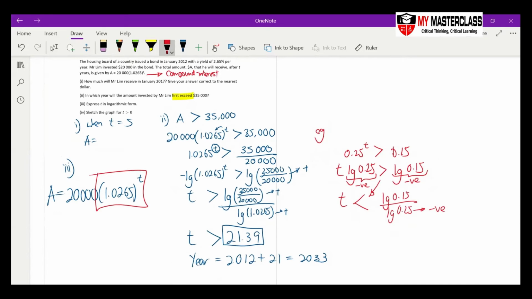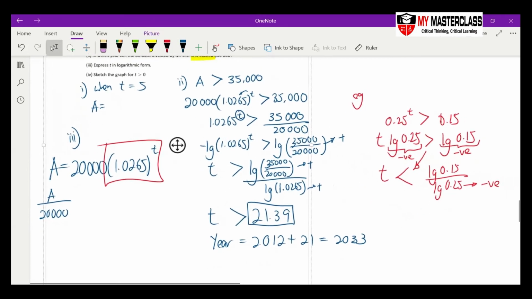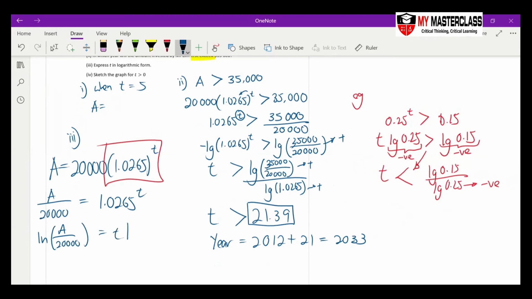You cannot log now. In fact, you can, unless you're very strong in log and know how to separate, but you can't. So you're going to bring the 20,000 over: A over 20,000 equals 1.0265 to the power of t. Then now you can log both sides, or ln both sides. Even if it's a logarithmic form, putting ln is also okay because ln is also logarithmic. All right, so ln of A over 20,000 equals, you can immediately bring the t down, t ln 1.0265.